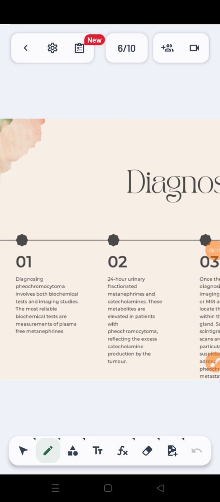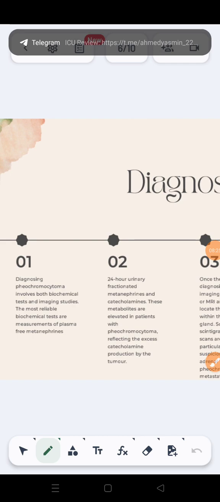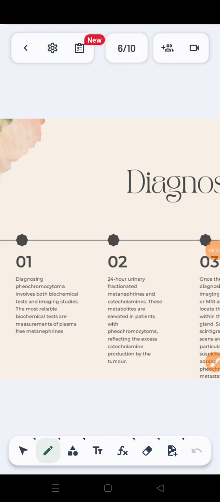The most reliable biochemical test is measurement of plasma free metanephrines. So we'll see the level of metanephrines, and we say that this person is having pheochromocytoma. Also, 24-hour urinary fractionated metanephrines and catecholamines are elevated in patients with pheochromocytoma, reflecting the excess catecholamine production by the tumor.